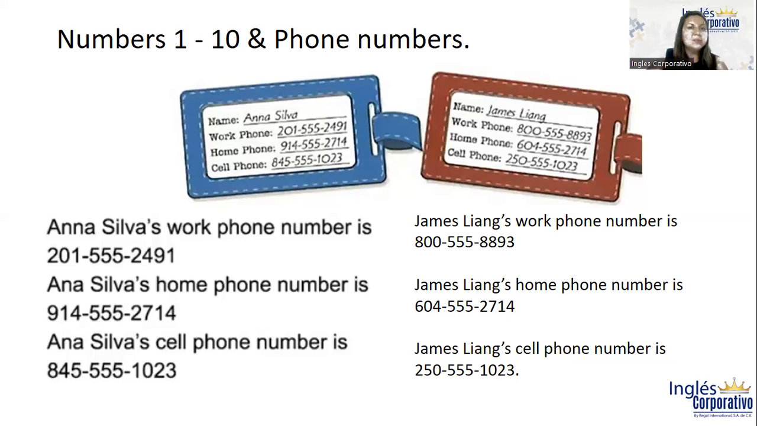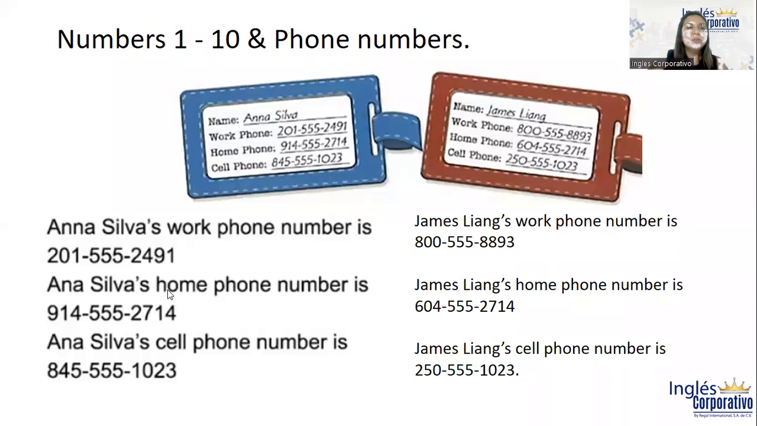So as you notice here, para decir, por ejemplo, aquí dice, el número de teléfono del trabajo de Ana Silva es. Entonces, si se fijan, después de Silva hay un apóstrofe y hay una S. Ese apóstrofe y esa S estoy muy segura que lo han visto muchas veces. Pero a veces las personas no lo usan bien. Pero en este caso es un apóstrofe, es esta coma que ven aquí arriba, no es una coma, se llama apóstrofe, así se llama este símbolo.